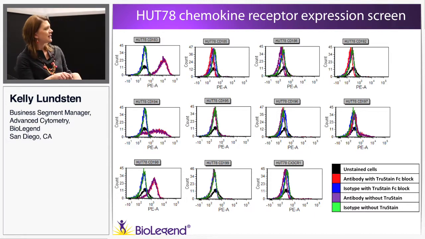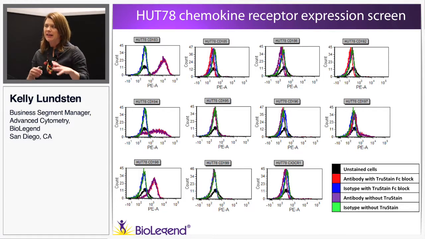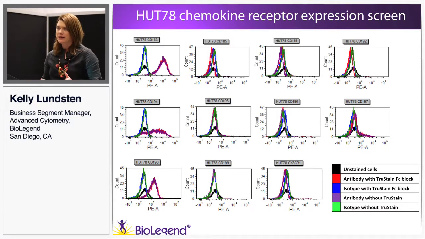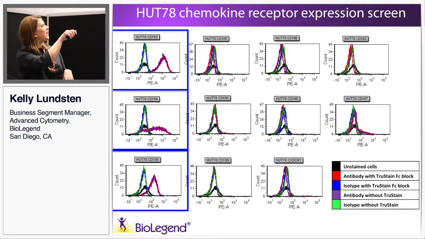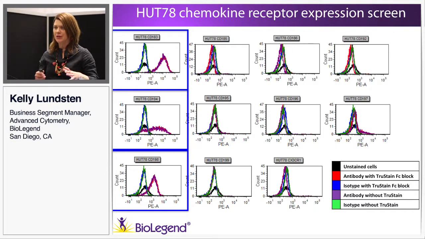So in this instance, I wasn't seeing any Fc staining. I got really very low background in total. And the positive hits that I got are CD183, CD194, and CD198, which was awesome.